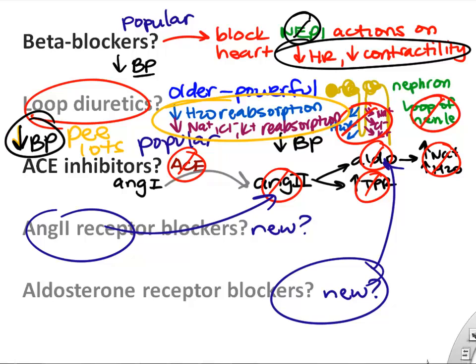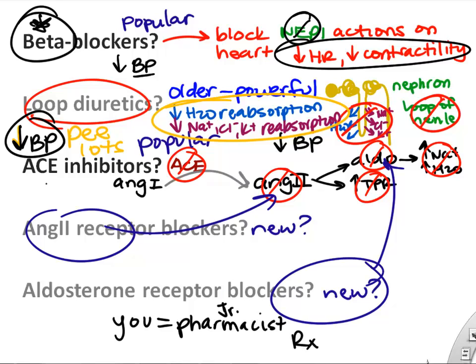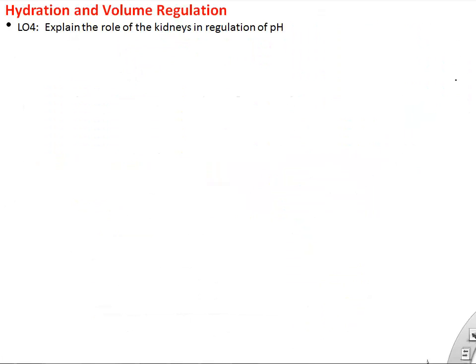So that would be the opposite of what usually acts to keep your blood pressure up, which would be that signaling pathway, the renin, angiotensin, aldosterone, or in the case of loop diuretics, targeting the loop of Henle.